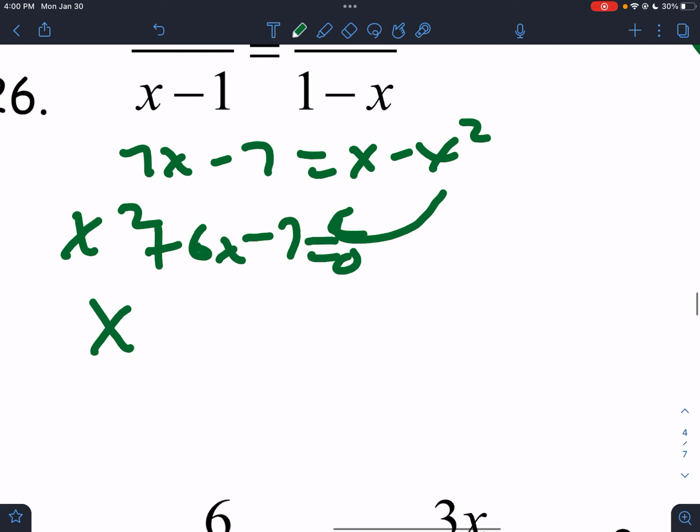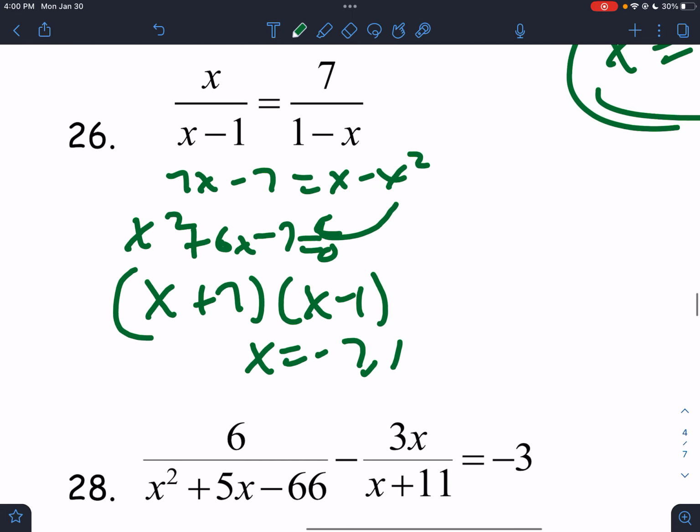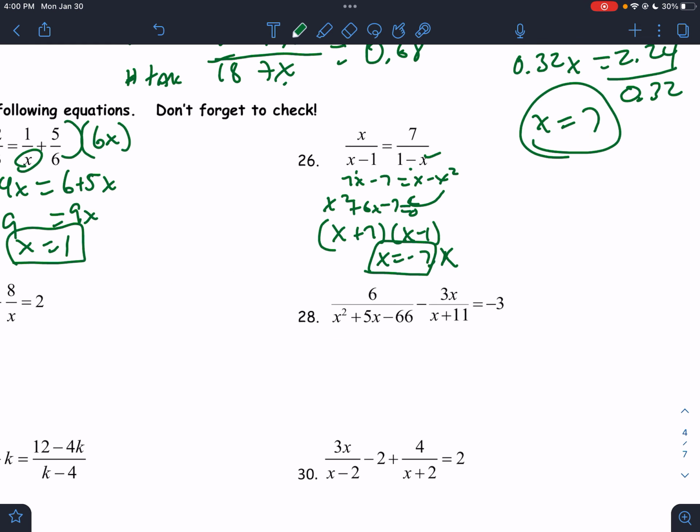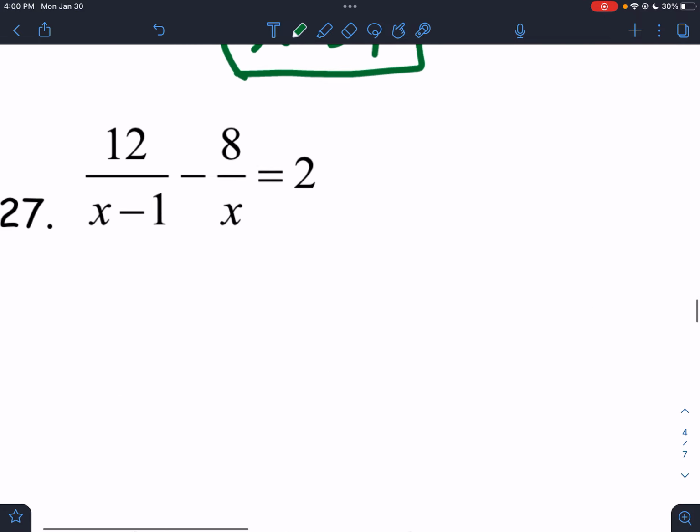This would have to be plus 7 and minus 1. X equals -7 and 1. But it can't be 1 because of right here. So 1 is out. Right? Because x cannot be 1 or -1 on this problem because of those denominators. So you would have to say just x equals -7.